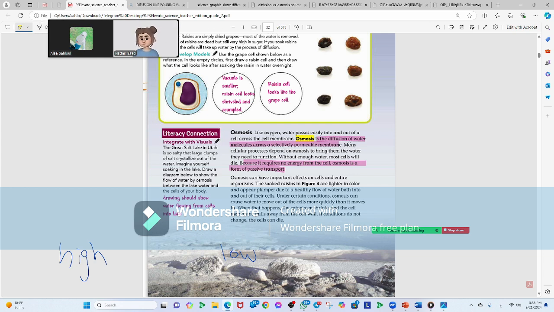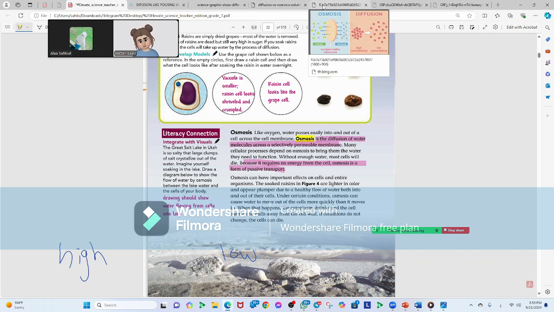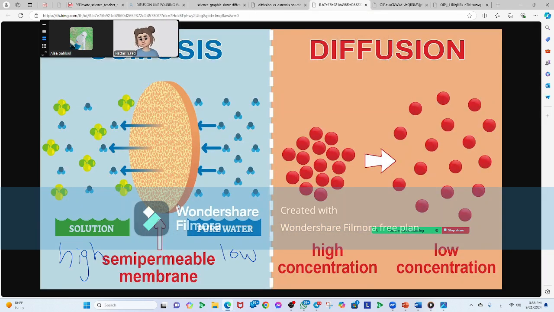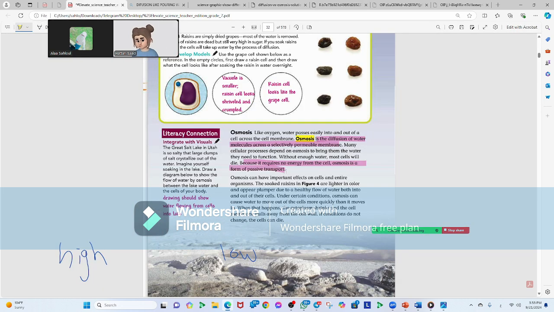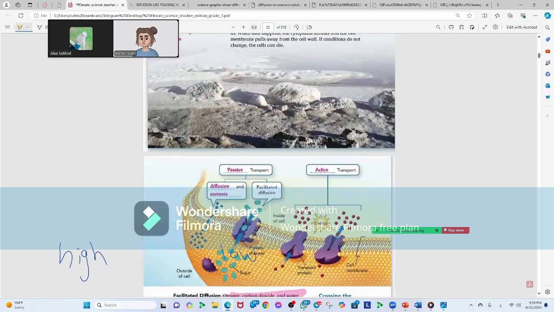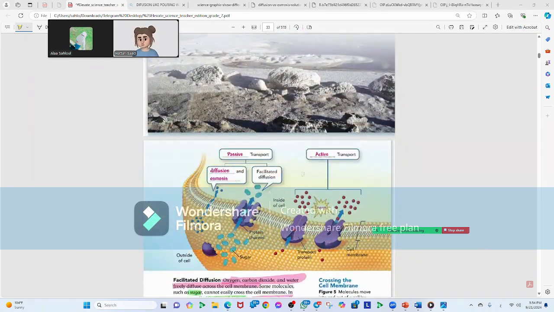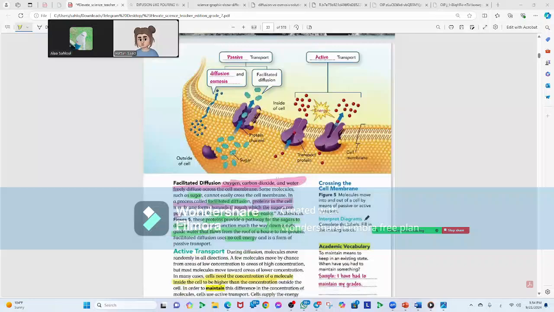Osmosis is a type of diffusion of water molecules across a selectively permeable membrane. We have here a selectively permeable membrane. Because it requires no energy from the cell, osmosis is a form of passive transport. Now let's go to facilitated diffusion.